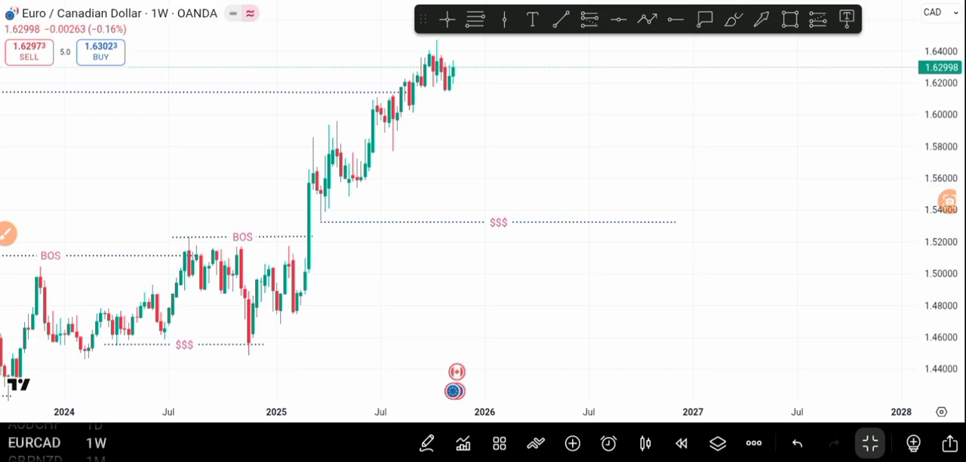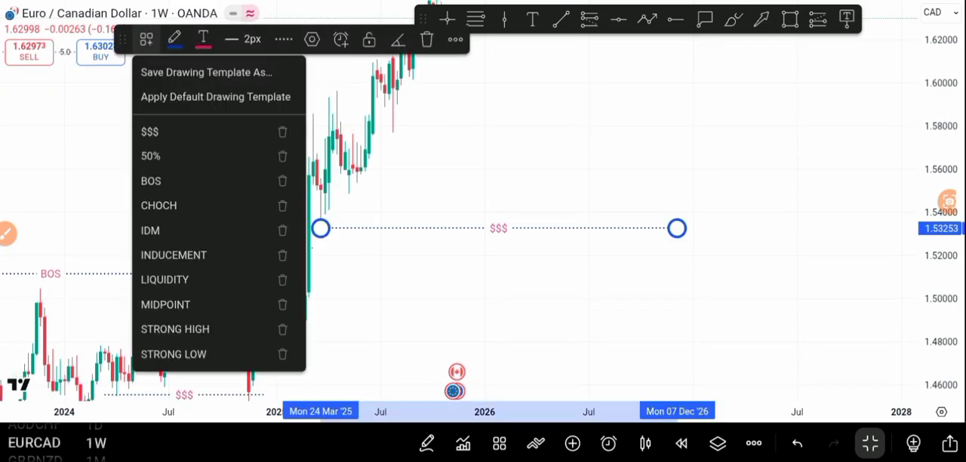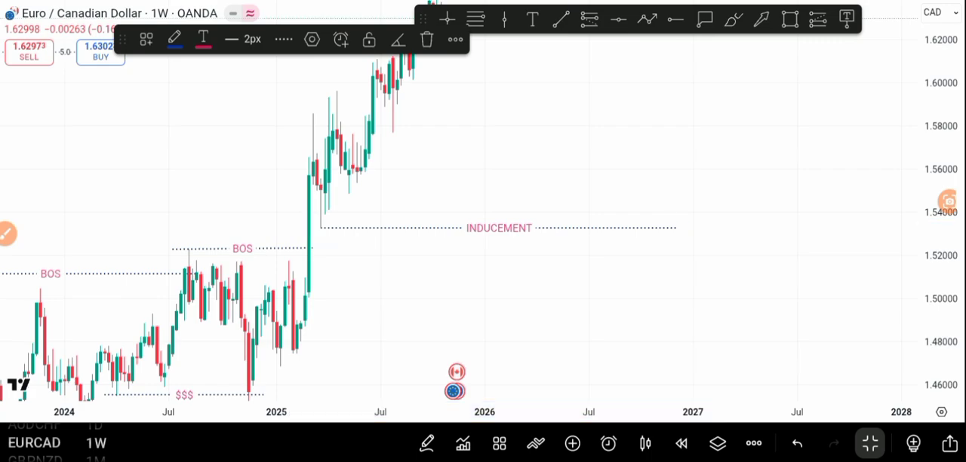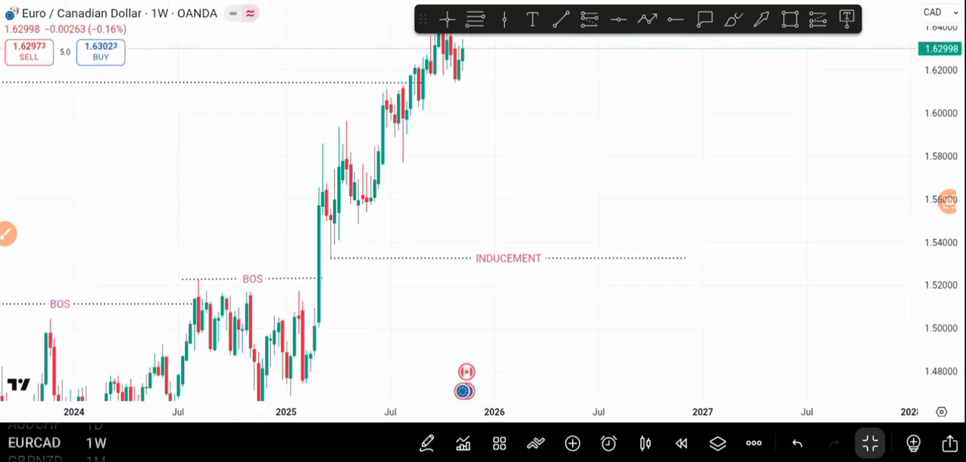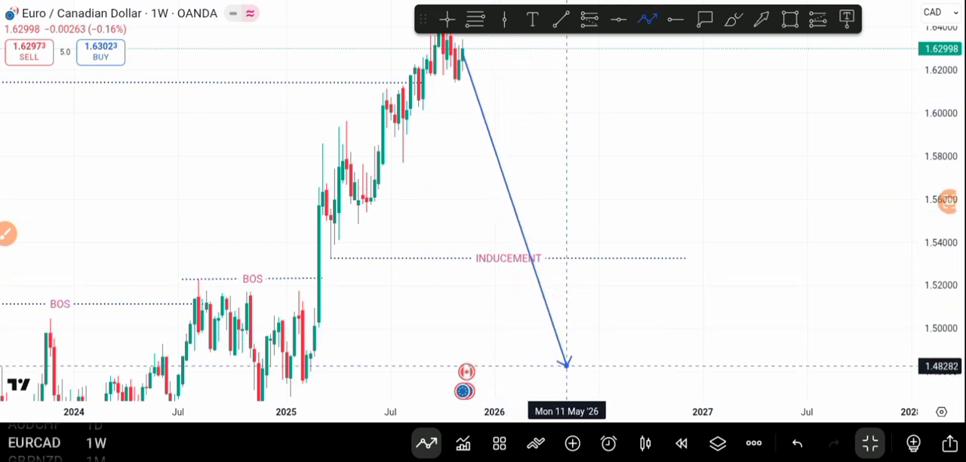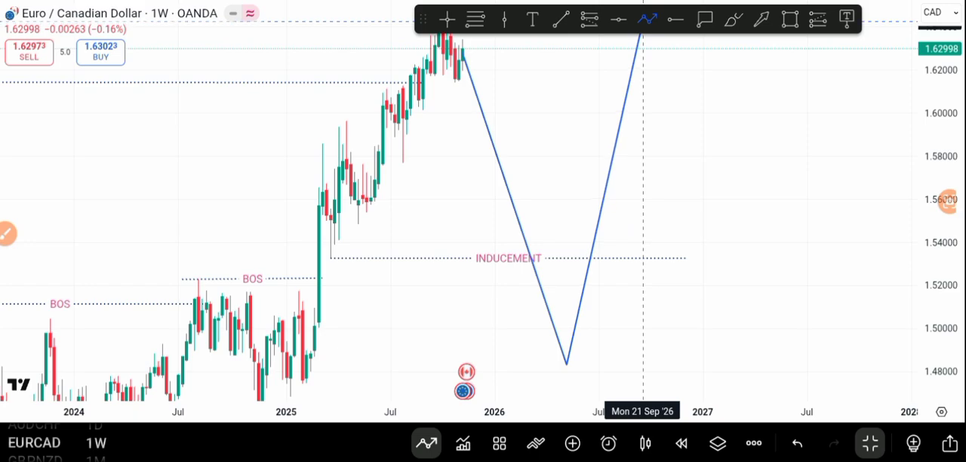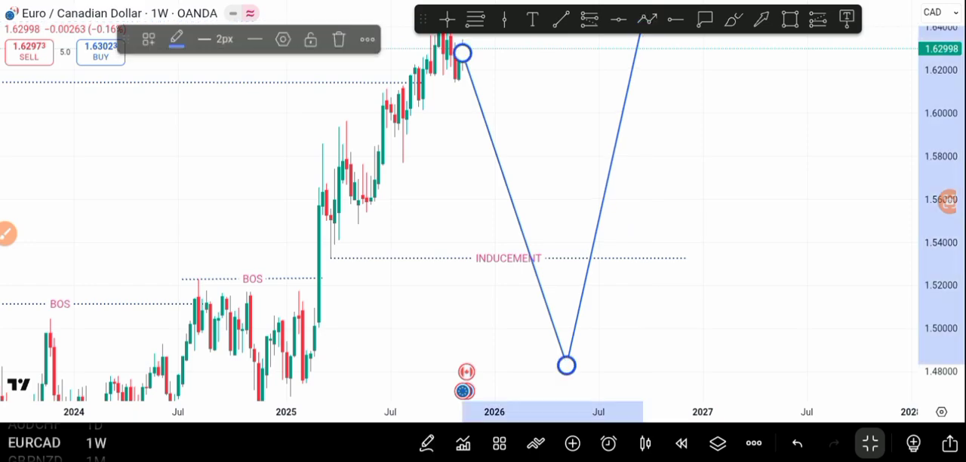This liquidity, these inducements, these are inducements. Let me mark them as inducements. Actually, these are inducements, so I'm expecting the price to come back, react from an order block, and then do what? Go up, right?